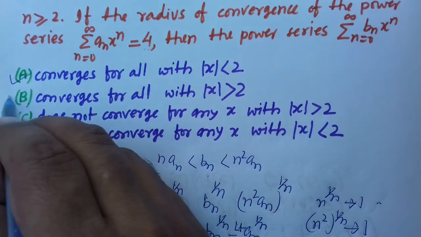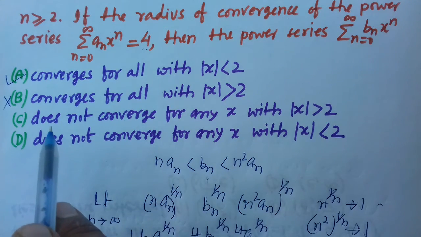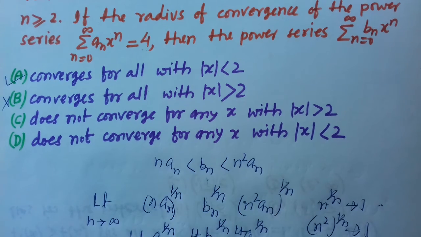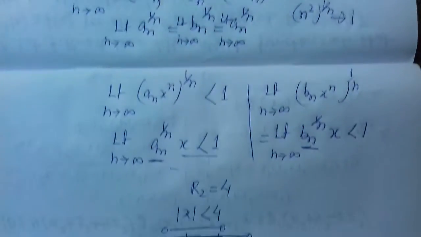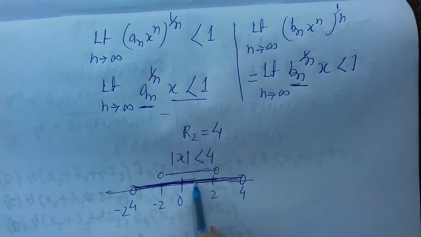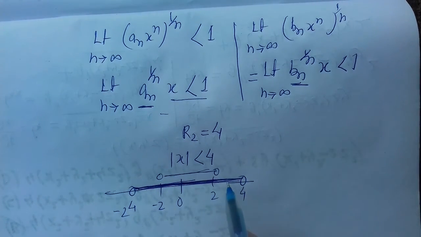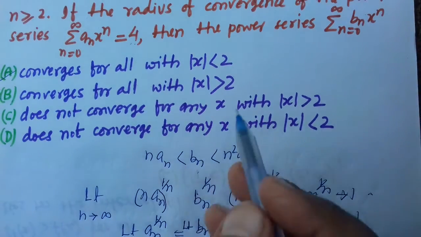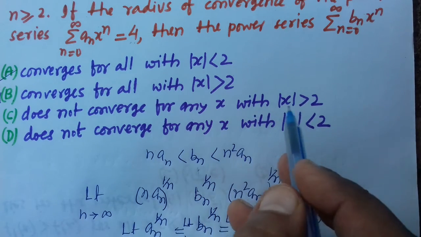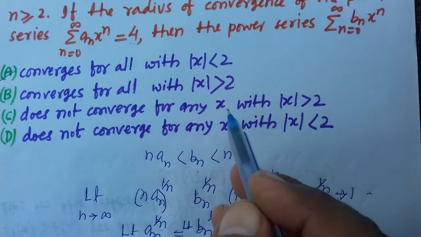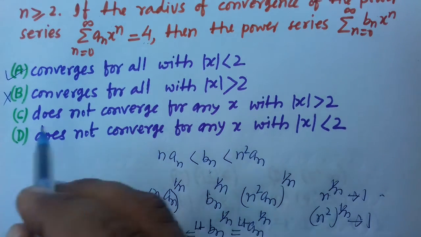So B will be wrong. And here you see it does not converge for any x greater than 2. But here, in this bold line, you see 3 is inside this interval and 3 is greater than 2, but it says that it does not converge for any such x, but it converges for 3.